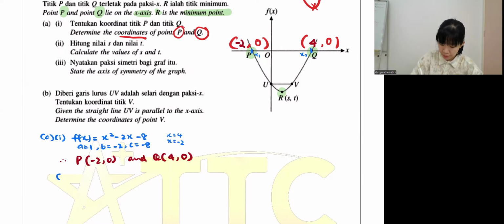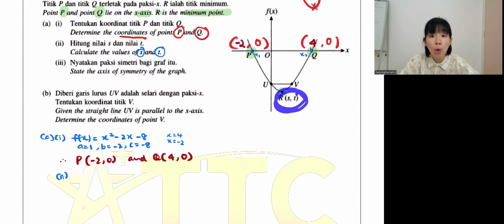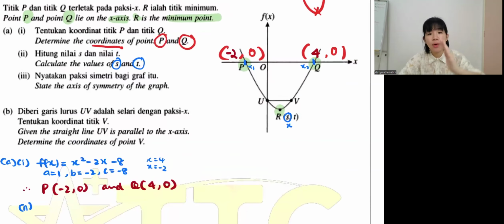Part 2. What is the value of S and T? Find S and T. S and T are actually the coordinates of the minimum point. Guys, find x first. What is the x coordinate? This x coordinate is exactly in the middle. The minimum point is the lowest point, which is also exactly in the middle. So now, guys, which method do we use to find x?